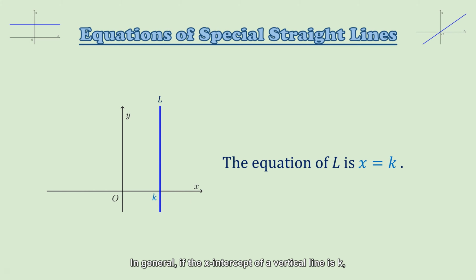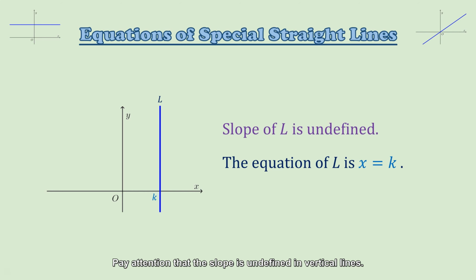In general, if the x-intercept of a vertical line is k, then we can conclude that the equation of this vertical line is x equals k. Pay attention that the slope is undefined in vertical lines. That means many forms that we learned are not applicable to vertical lines. These include the two-point form, the point-slope form, the slope-intercept form, and the intercept form. All these forms are not useful for finding the equation of a vertical line.